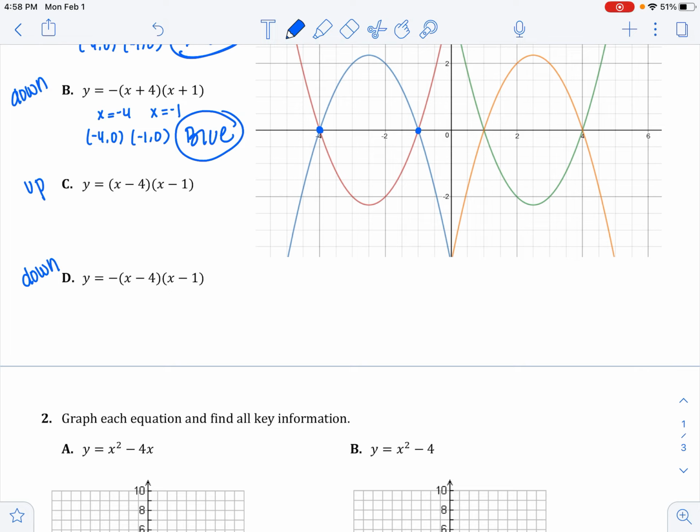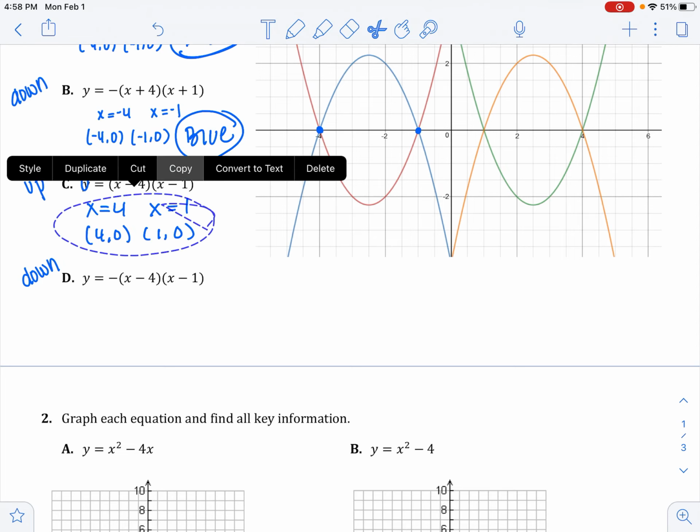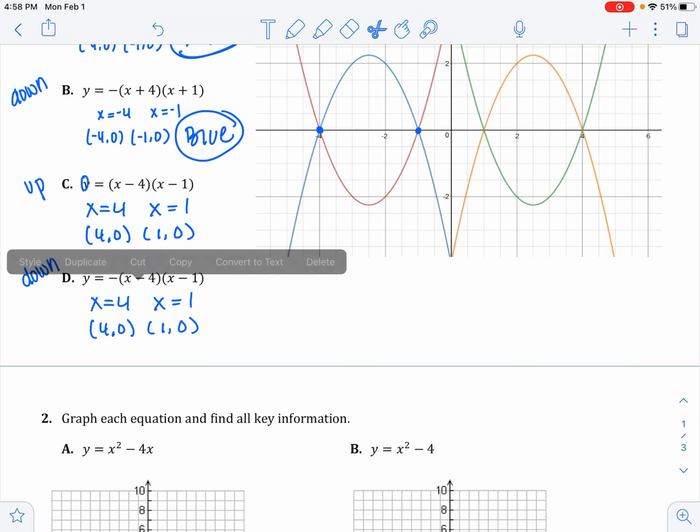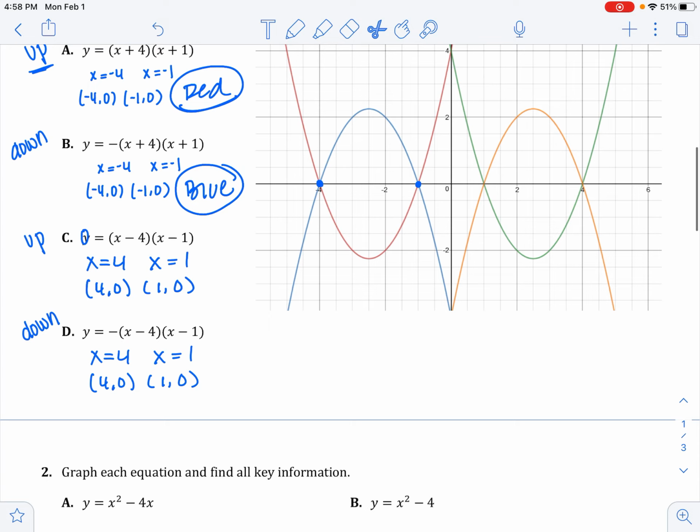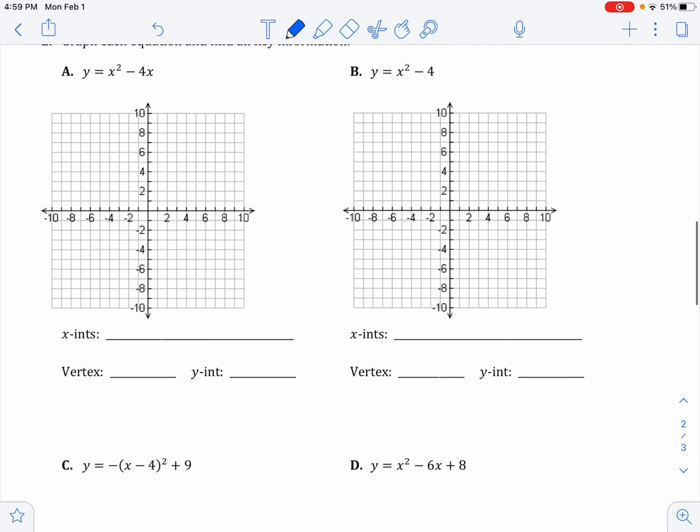Now I know by process of elimination you can figure out which one's which on the last two, but let's actually do this. If I made it equal to 0, I get x equals 4 and x equals 1. So I have x-intercepts of 4, 0 and 1, 0. Same thing on the second one. Hit copy, paste, but one's up and one's down, right? So that's how I know that that's right. So here's 1, 0 and 4, 0. The one that's facing up, the green one. And this is yellow or orange, whatever color you think it is. I can't really tell. I think it's gold.